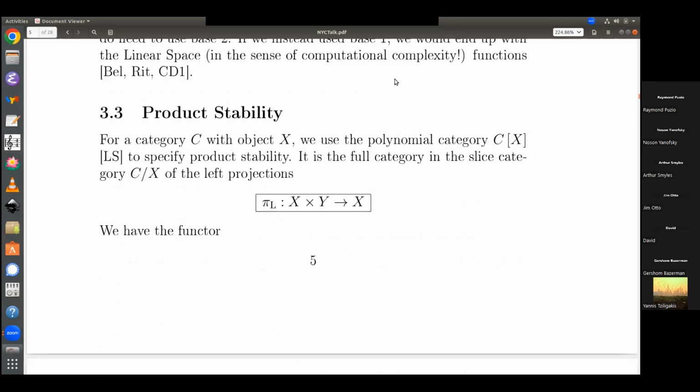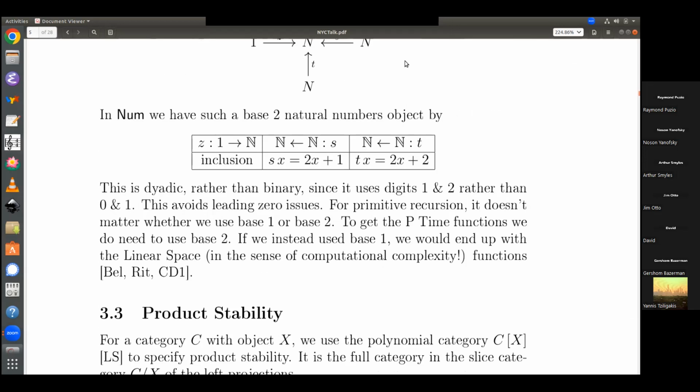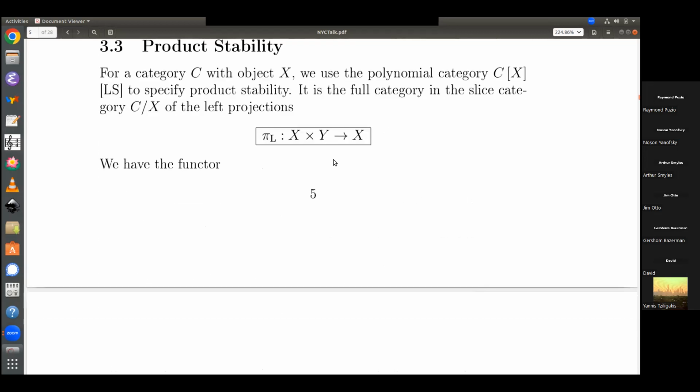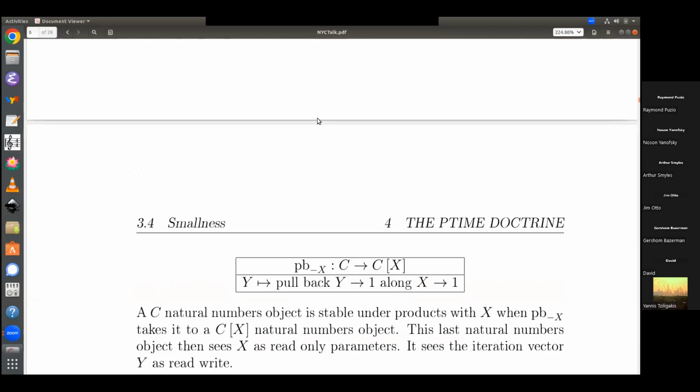The other thing I'm missing in the PR doctrine is that you either need a base 1 or a base 2 natural numbers object, but then you need product stability. And the nice way to do that is to use the Lambert-Scott polynomial categories, where in the slice category you have the full subcategory of the left projections.